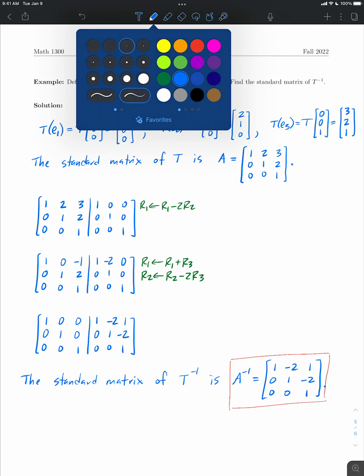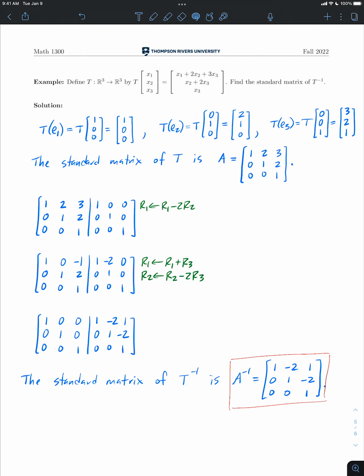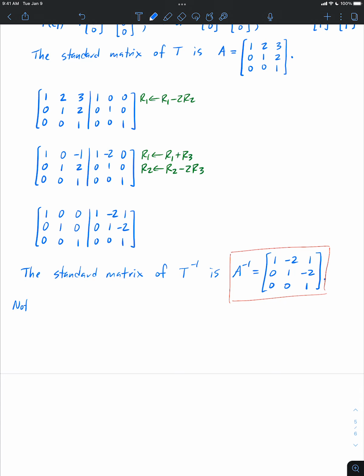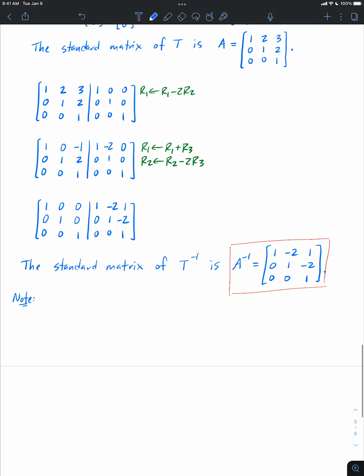But note that if you know what the standard matrix is, you can always write out a formula. If you actually want to write down a general formula for what T inverse does, I'll just include this as a note because this is just above and beyond what was asked. We could say T inverse of x1, x2, x3 is going to be 1, negative 2, 1, 0, 1, negative 2, and then 0, 0, 1 multiplied by the input vector x1, x2, x3.